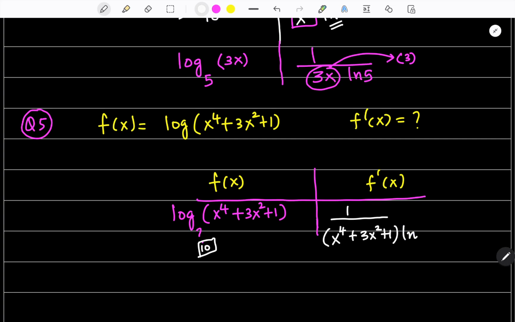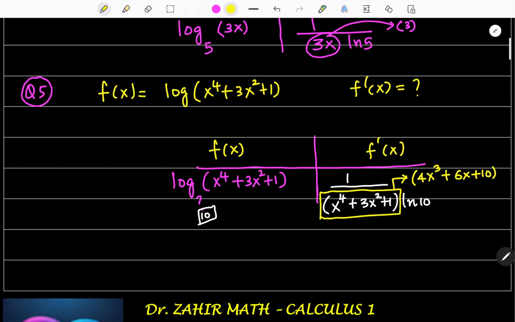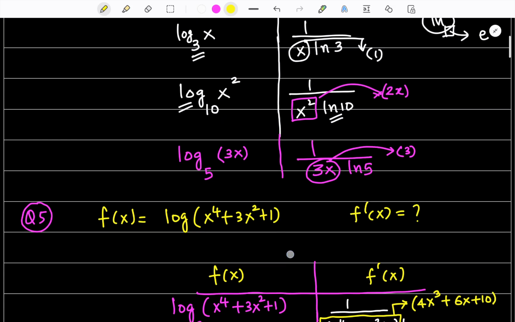Then you just write ln of this number 10. After that, this is not x, so you are going to take the derivative of this function. What is the derivative of this function? The derivative of x power 4 is 4x cube, plus the derivative of 3x square is 6x, plus 10. That's it. So this is going to become your answer. So this finishes this exercise 7.5.